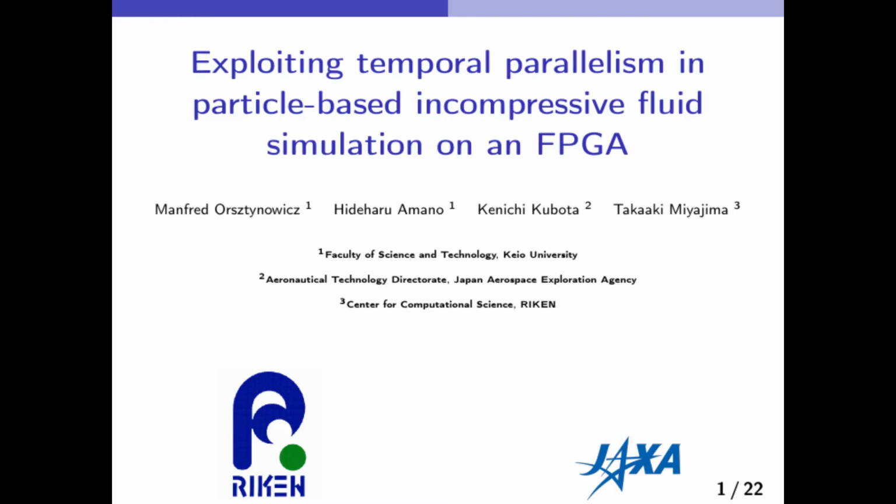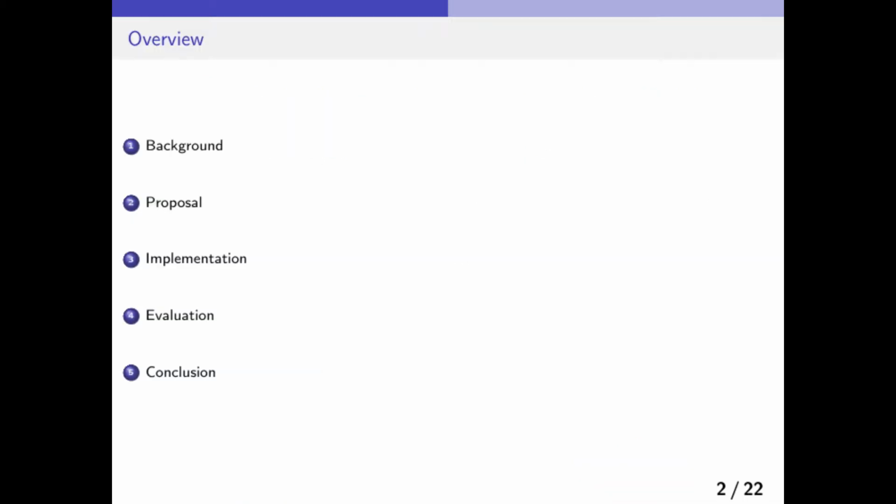The title of this research is Exploiting Temporal Parallelism in Particle-Based Incompressible Fluid Simulation on an FPGA. It is research done in collaboration between KU University, JAXA and RIKEN. First, a quick overview of this paper. I will start by presenting the background, followed by our proposal, then how we did our implementation, the evaluation, to finish with the conclusion.